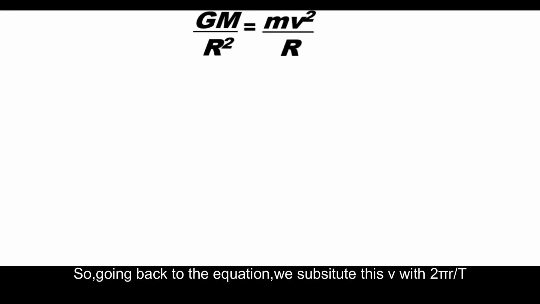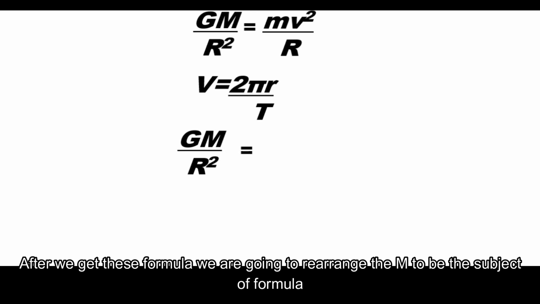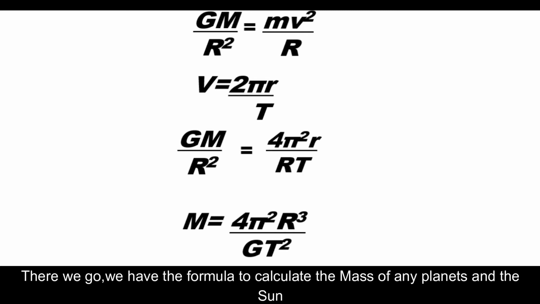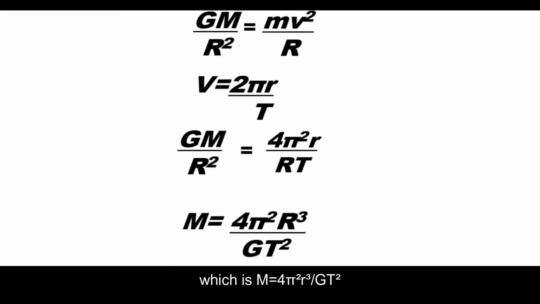So, going back to the equation, we substitute this v with 2 pi r over T. After we get this formula, we are going to rearrange it to make M the subject of the formula. There we go. We have the formula to calculate the mass of any planet and the Sun, which is M equals 4 pi squared r cubed over G T squared.